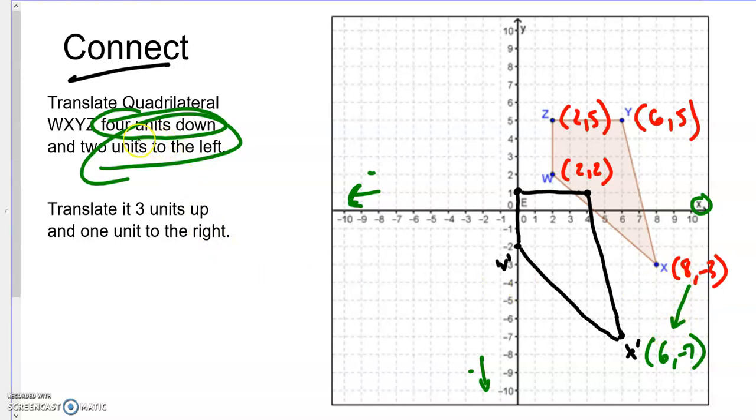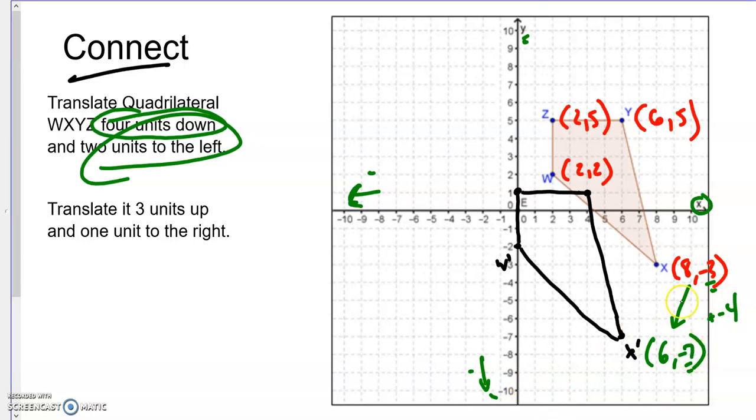So we moved it 4 units down. Up and down is the y-axis. So if we look at the y-coordinate of our original figure and then the y-coordinate of our new figure, it changed by, we added -4 to get the new coordinate.